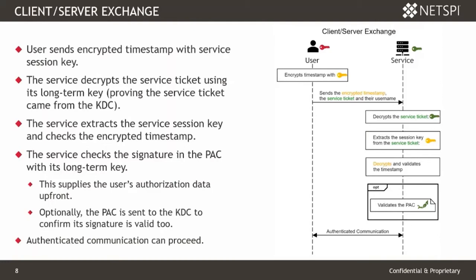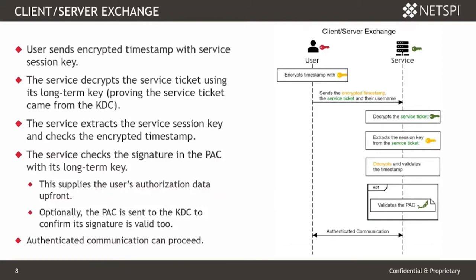Basically, the user is saying to the service, here's an encrypted timestamp and here's a service ticket from the KDC. That service ticket proves the KDC trusted me, and it's encrypted with your secret key, so you can prove it yourself. Well, the service will do exactly that. It will decrypt the service ticket with its secret key to check that it's valid, and if it works, it will extract the service session key, the yellow one, that's inside the service ticket. With the yellow session key, it will decrypt the timestamp from the user. It'll make sure that it decrypts properly and isn't too old.